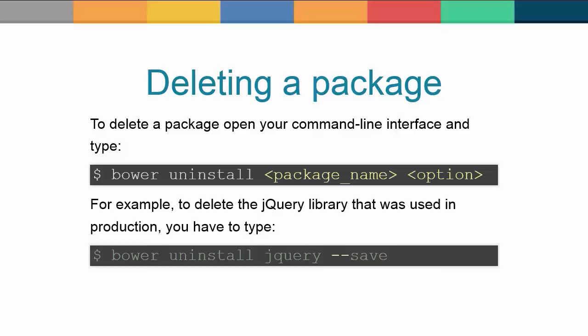The needs of a project can change over time. It happens that a dependency is not needed anymore, so we want to delete it. To delete a package using bower, open your command line interface and type bower uninstall, the package name, and then the option, which means --save or --save-dev. For example, to delete the jQuery library that was used in production, you have to type bower uninstall jQuery --save.